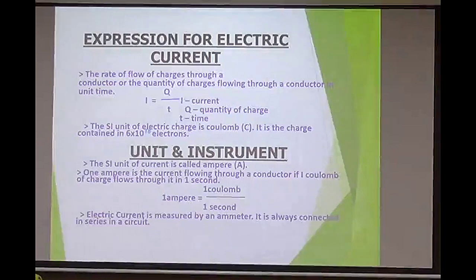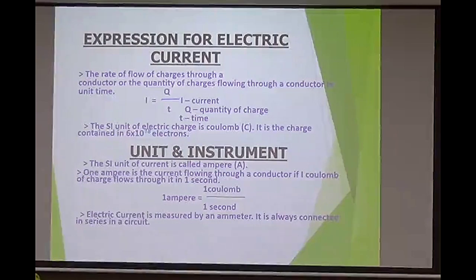Now once we are allowing the current to flow through a conductor and we are measuring it, we need an instrument to measure it. The instrument which is used to measure electric current is called an ammeter. And it is always connected in series in a circuit, because only then will it measure all the current which is flowing through the circuit. Now we are repeatedly mentioning the term circuit.